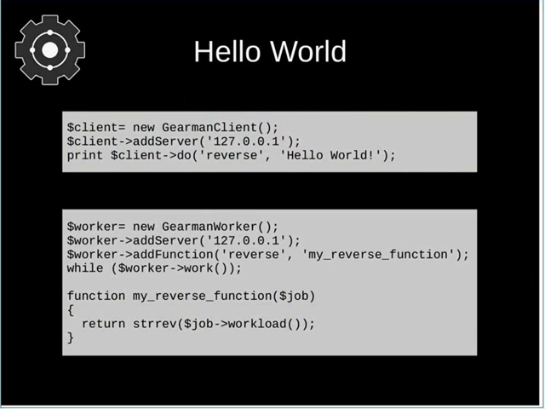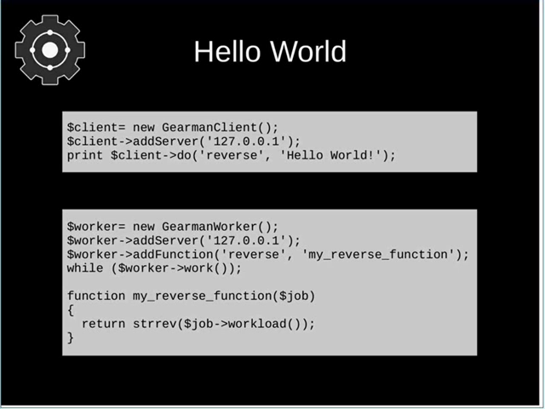So we're going to look at a typical hello world example. This is written in PHP. And on the client side, which is the top box, we create a new client object and add the job server that we want to connect to. In this case, we're running everything on a local machine, so we just connect to localhost. And then we run the function do under the client object, and we say, for the function name reverse, send the following payload, which in this case is the string hello world.